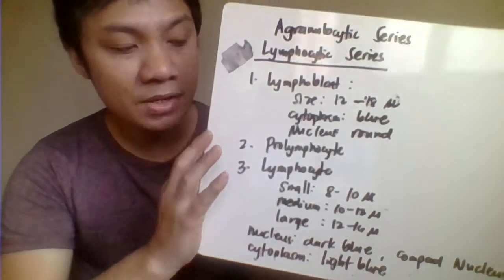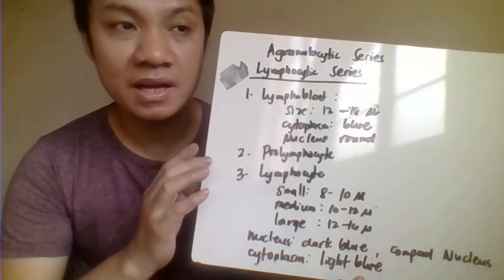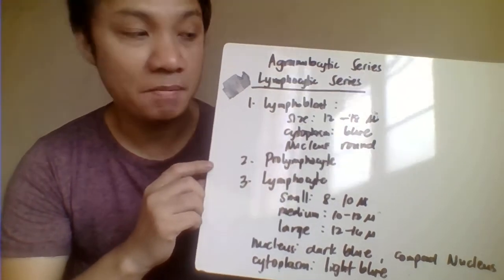So again, once they meet with the antigen or pathogen, your B lymphocytes become the plasma cells, or your antibody-forming cells.